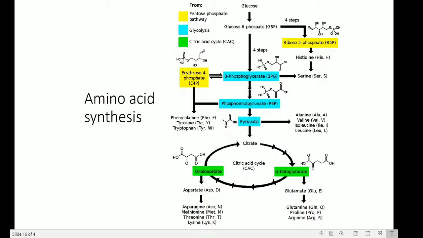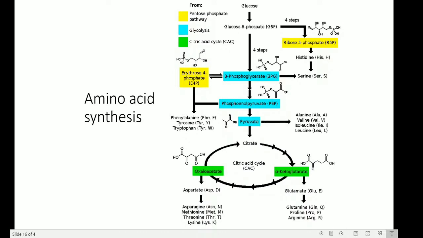Then there is phosphoenol pyruvate conversion. Phosphoenol pyruvate conversion helps in the production of pyruvate, and that pyruvate is helpful for alanine, valine, isoleucine and leucine. These four are produced from the pyruvate pathway, that is, the glycolysis pathway. Now we enter into the topic of the citric acid cycle. The citric acid cycle can produce glutamine, proline, arginine, asparagine, aspartate, methionine, threonine and lysine.